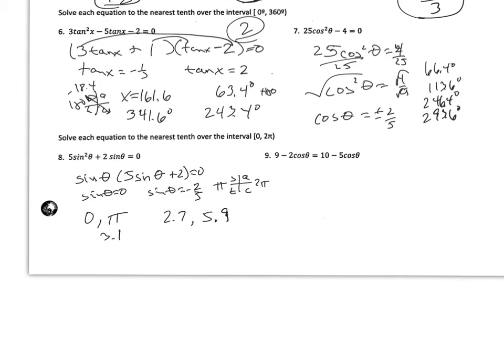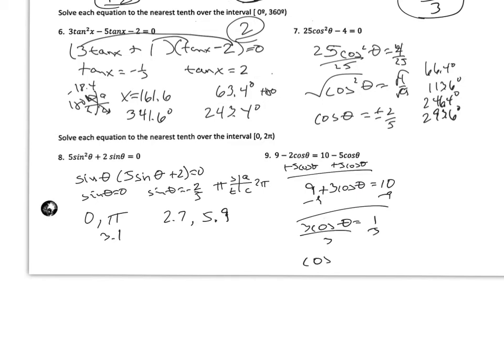For number 9, it's not factoring. I'm going to add 5 cosine theta. So we have 9 plus 3 cosine theta is equal to 10, and then subtract the 9. So 3 cosine of theta is equal to 1, and then divide by 3. Cosine of theta is equal to 1/3. So this is a positive 1/3, so that means the first quadrant is what we want, and that's what we get out of the calculator, so that's 1.2. And then the cosine would be in the fourth quadrant, so you would do 2 pi minus 1.2, and that gives you 5.1.